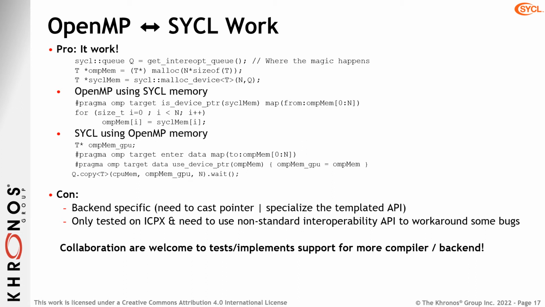It's not perfect yet. Right now, as you saw in the previous slide, it is backend specific. You need to have some casts and you need to specialize the template and everything. In fact, we have only tested it for ICPX and Level Zero. And to be totally transparent, right now we need to work around some bugs. So if you look at the code, you will see some ifs there for using non-standard interoperability APIs, but this should be extended and it is just a temporary workaround.